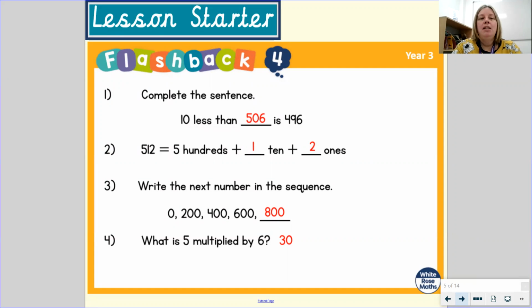Question 1. Complete the sentence. 10 less than 506 is 496. Question 2. 512 equals 5 hundreds, 1 ten and 2 ones. Question number 3. Write the next number in the sequence. 0, 200, 400, 600, 800. Question 4. What is 5 multiplied by 6? Our answer is 30.